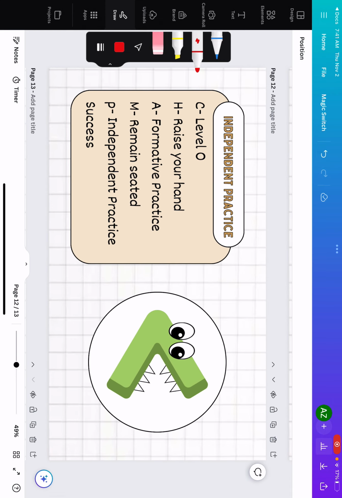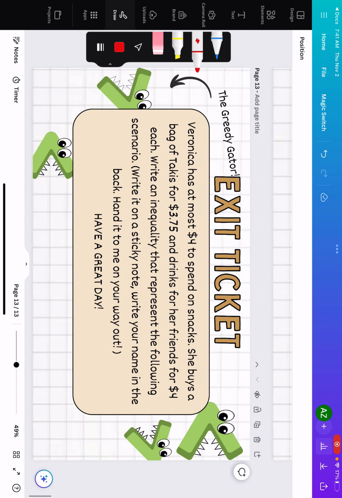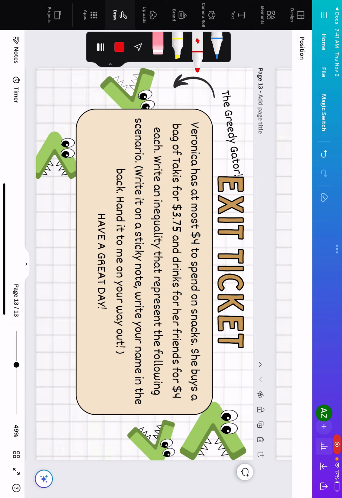Go ahead, start your independent practice when you're finished with your notes. Open up Google Classroom. It should be the formative for today. Now, a quick exit ticket.